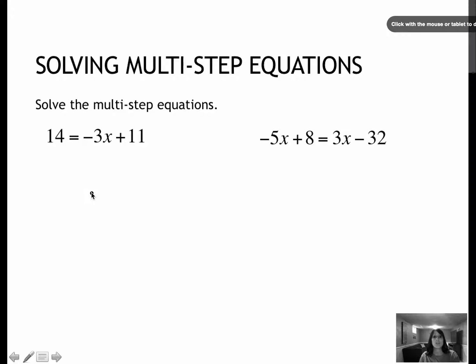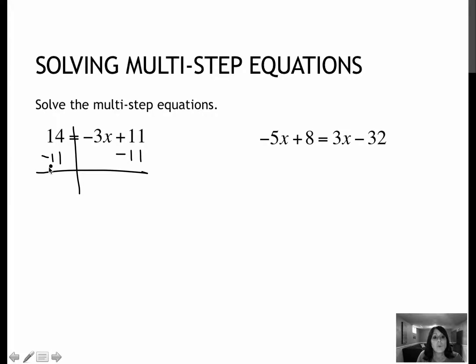This next question is just like the questions we just did, and the second one on this page is a little bit different. So I'm going to go through this first one quickly. The side that has the variable is the right side. I will undo the plus 11 by subtracting 11 first. 14 minus 11 is 3. I bring down the negative 3x and those 11s go away.